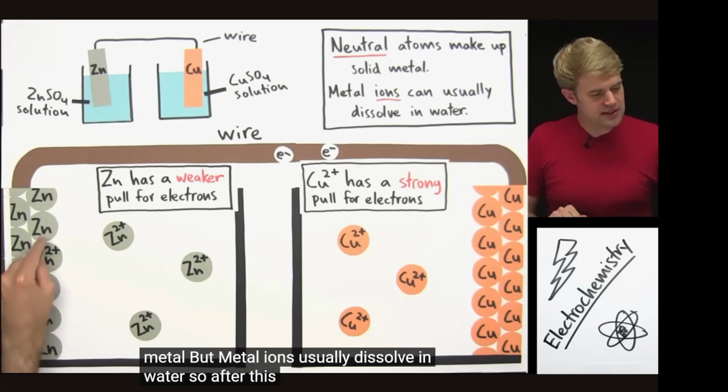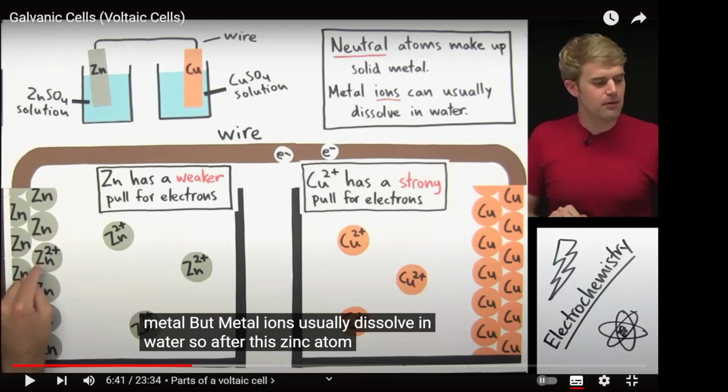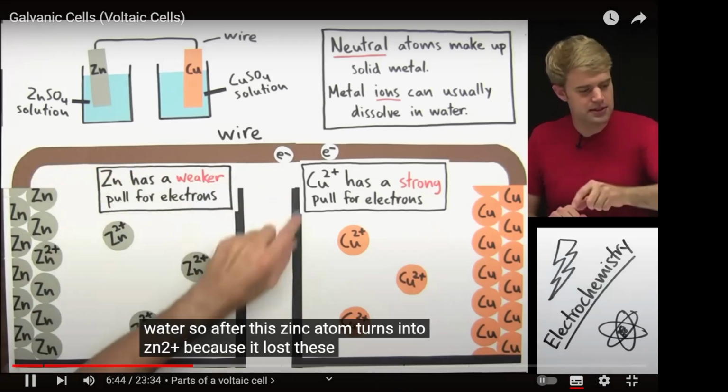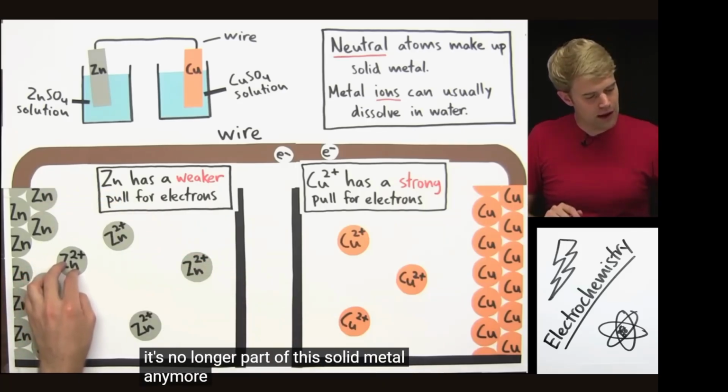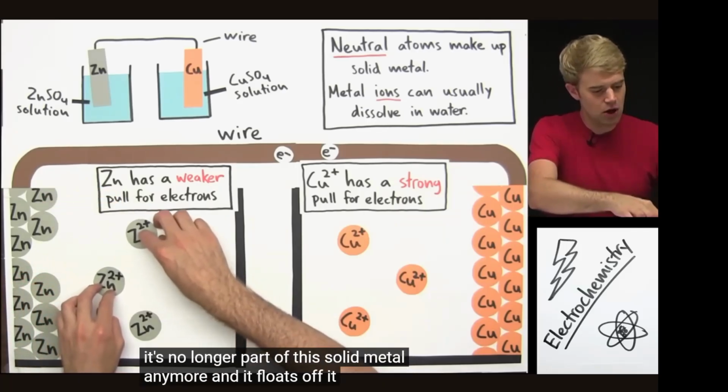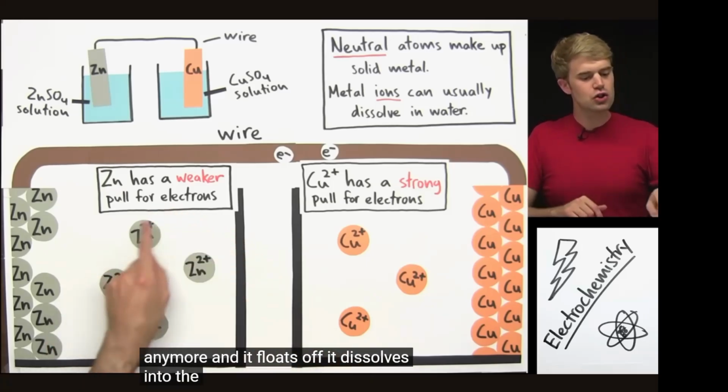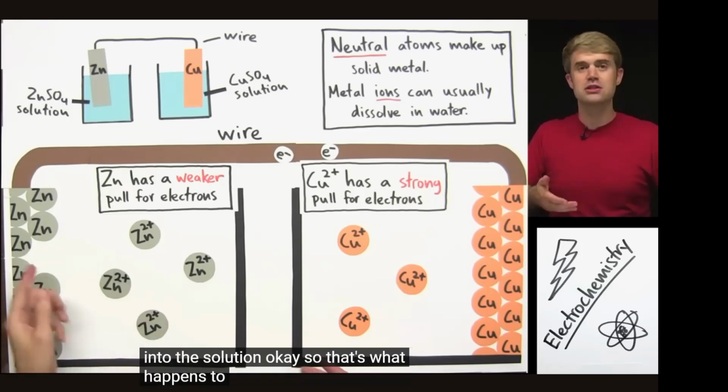So after this zinc atom loses electrons, what's going to happen to the zinc? If neutral atoms make up solid metal, but metal ions usually dissolve in water, what is going to happen to this zinc, which lost 2 electrons? It's going to dissolve in the water. Watch it go. It turns into Zn2+ because it lost these electrons. It's no longer part of this solid metal anymore, and it floats off, it dissolves into the solution. Okay, so that's what happens to the zinc.